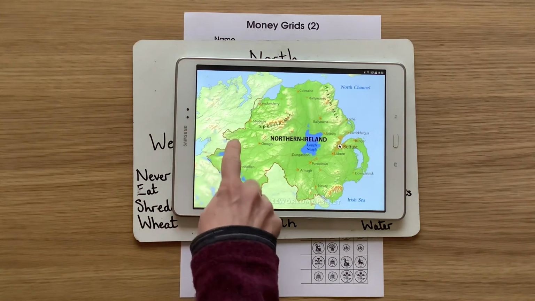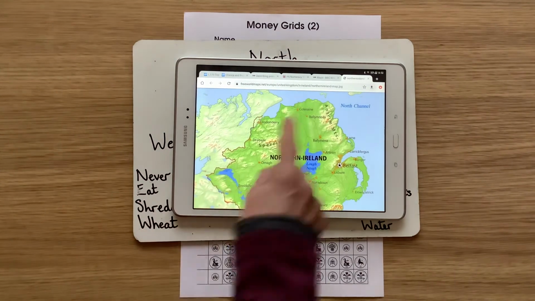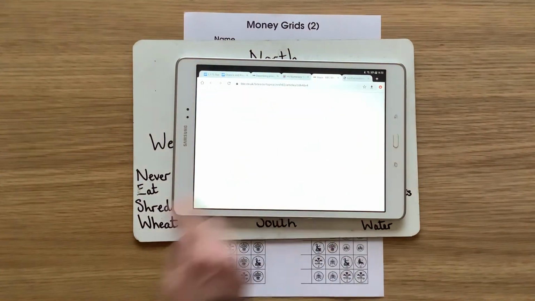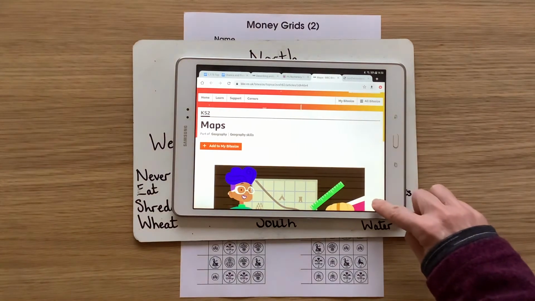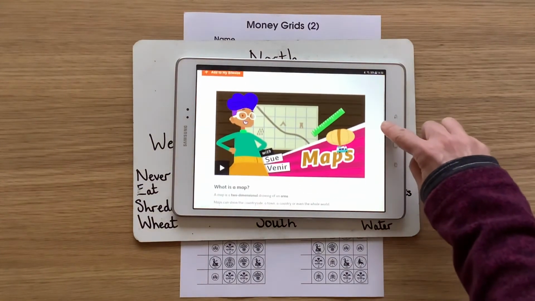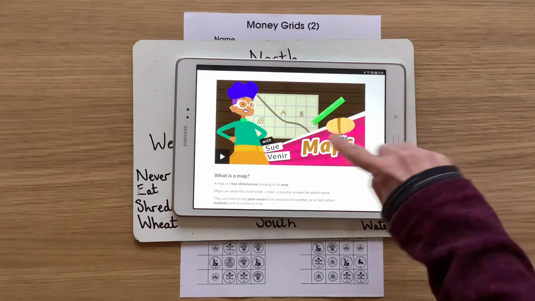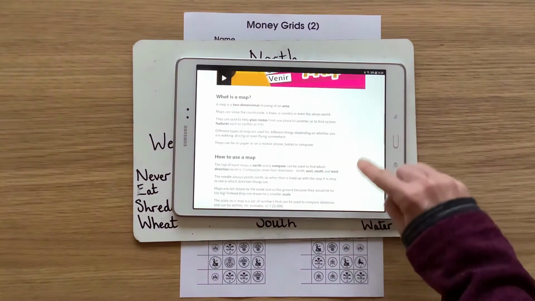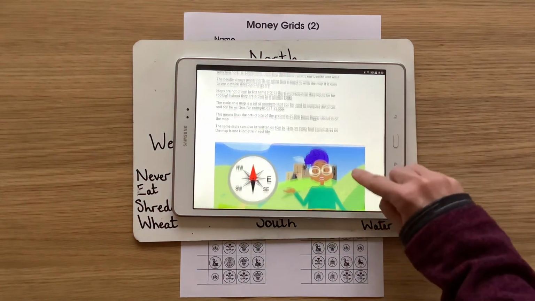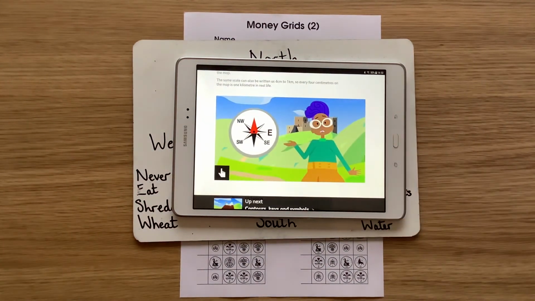Now, P6, for your task today, first thing I want you to do is go to BBC Bitesize. And in BBC Bitesize, there is a little section that reminds you all about maps. Watch the video because it tells you more about using a compass, and there is some more information for you to have a go at and a little quiz for you to try. But once you've done that, I want you to have a go at today's written activity.